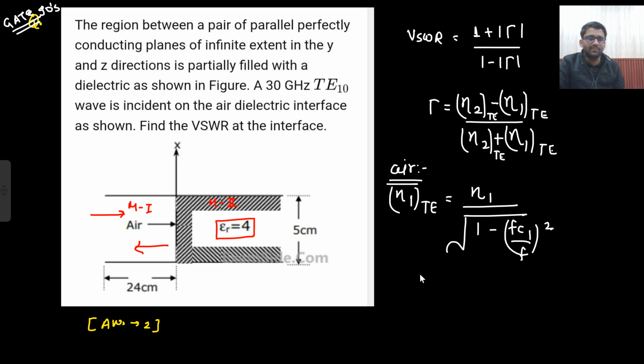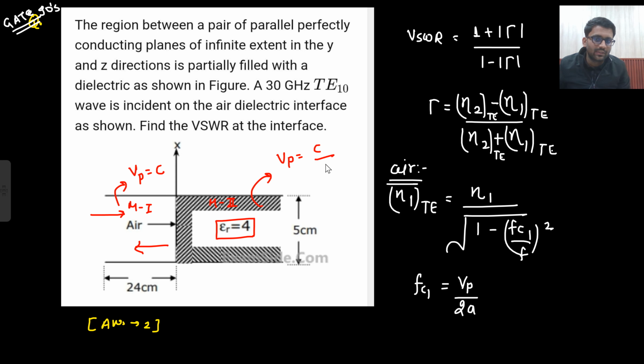Why is that so? Because what is your fc? fc is vp by 2a. Here what will be your vp? In air vp will be equal to c. But here what will be my vp? vp will be equal to c upon root epsilon r, so that would be c by 2. Are you getting this point? So fc is also different here, because vp is different, no?